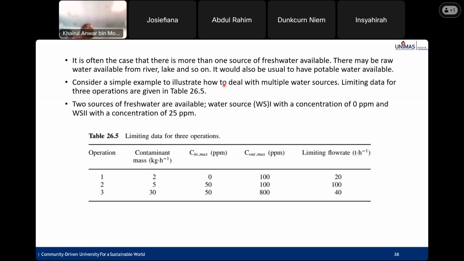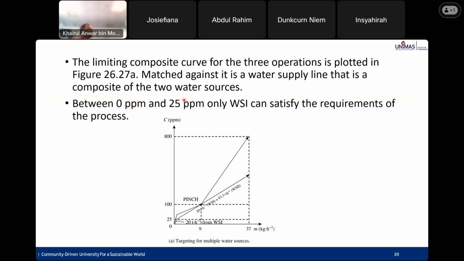So we introduce more than one fresh water source. In this case, raw water is available from a river. So consider a simple example to illustrate how to deal with multiple water sources. So two new water sources with different concentrations. The limiting composite curve for the three operations is plotted in 26.77a, this figure. Against it is a water supply line that is a composite of the water sources.